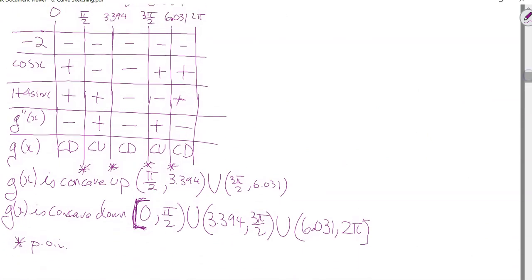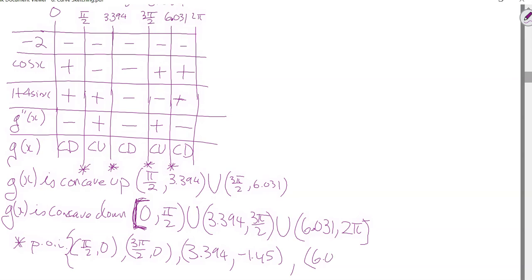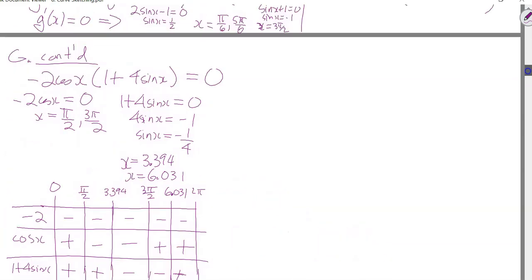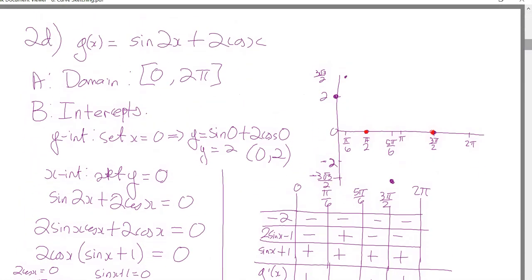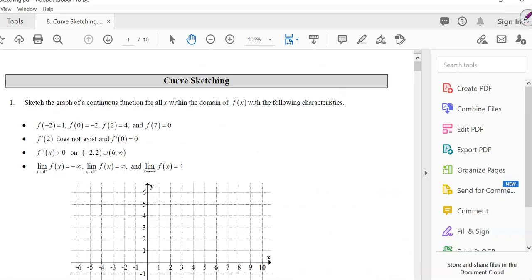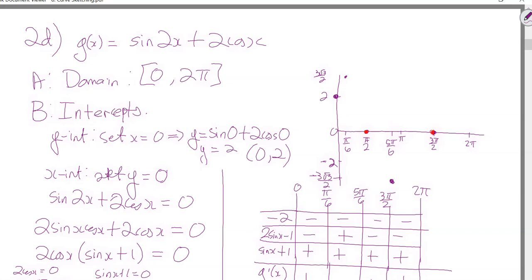So we got 3.394. Okay, π/2, 0. 3π/2, 0. 3.394. And they should tell us then, right? Which they did. Negative 1.45. And 6.031. Positive 1.45. And that should be it. Put those. Okay. So 3.394, that's going to be like about here. And put a little asterisk. Let's go 3.394. And 6.031 will be about there.